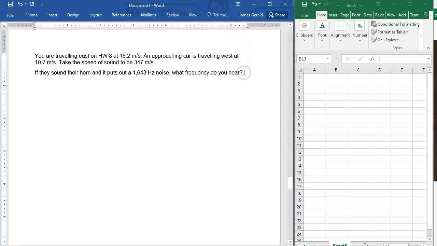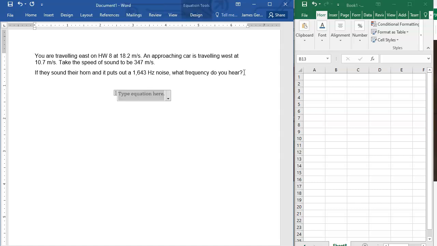Well, this is simply the full-blown Doppler equation, where the frequency observed is the frequency of the source times the velocity of sound plus or minus the velocity of the observer, divided by the velocity of sound plus or minus the velocity of the source. All right, and so now we just have to sort out the pluses and minuses.